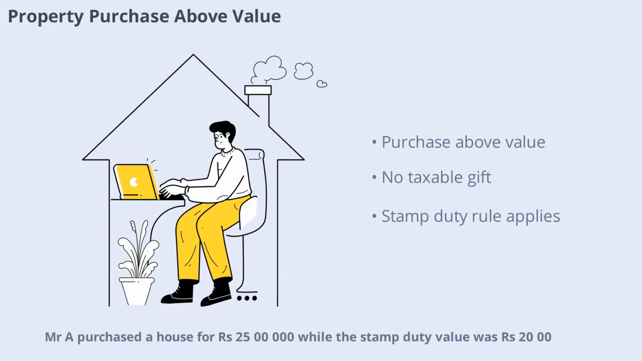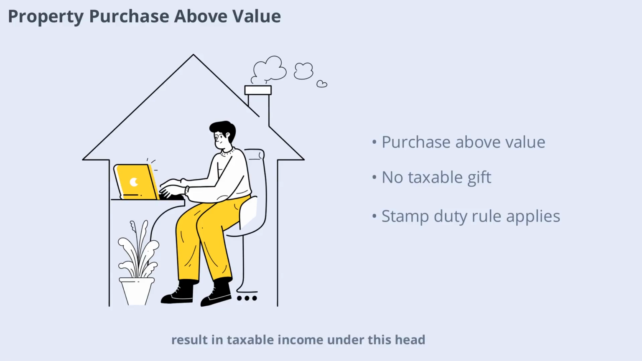Mr. A purchased a house for Rs. 2,500,000 while the stamp duty value was Rs. 2 million. Since the purchase price is higher, there is no taxable gift element. Only purchases below stamp duty value can result in taxable income under this head.